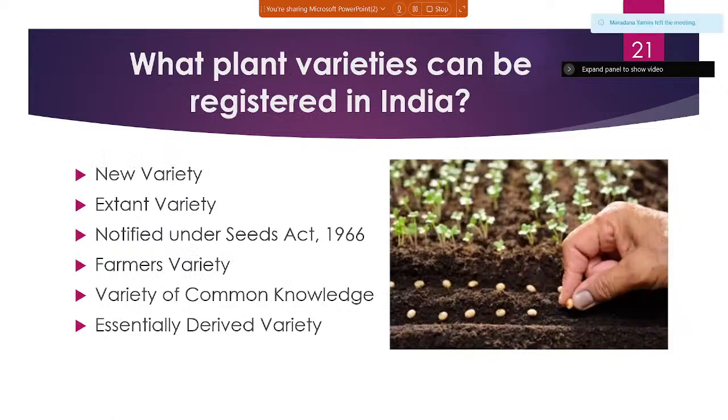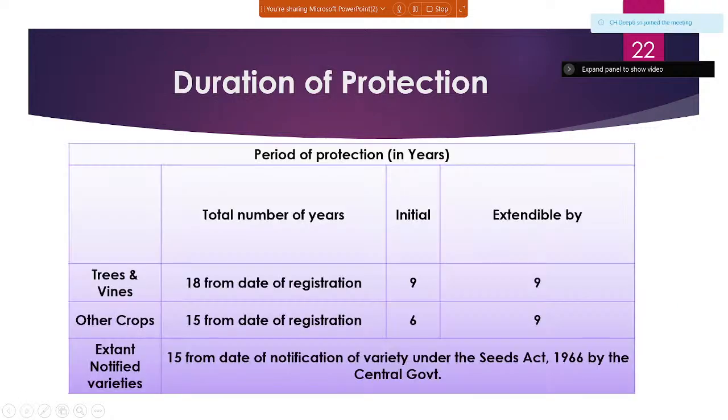What plant varieties can be registered in India? New variety, extant variety, some varieties notified under the 1966 Seeds Act, farmers' variety, variety of common knowledge, and essentially derived variety. I told you EDV, that is essentially derived variety.